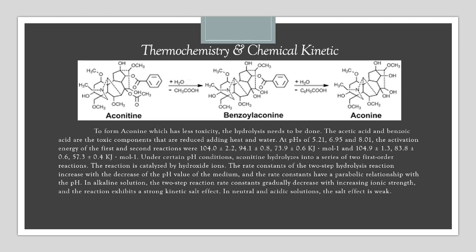So under certain pH conditions, aconitine hydrolyzes in a series of two first-order reactions. The reaction is catalyzed by hydroxide ions. The rate constant of the two-step hydrolysis reaction increases with the decrease of the pH value of the medium, and the rate constant has a parabolic relationship with the pH. In alkaline solution, the two-step reaction rate constants gradually decrease with the increasing ionic strength, and the reaction exhibits a strong kinetic salt effect. In neutral and acidic solution, the salt effect is weak.